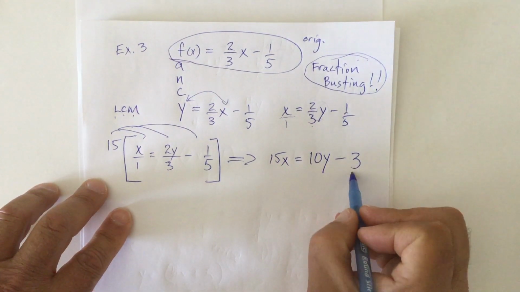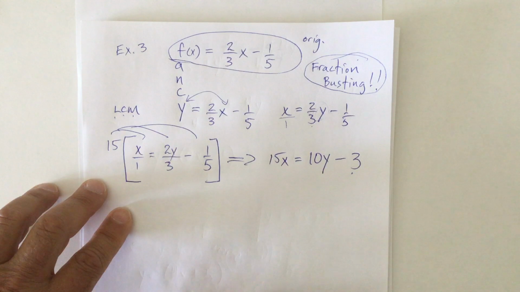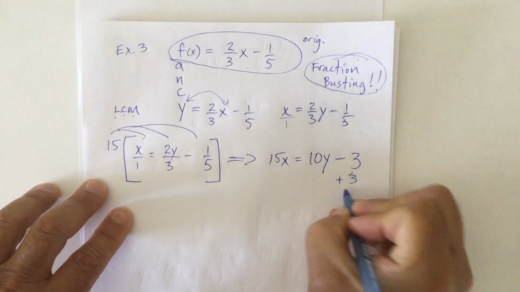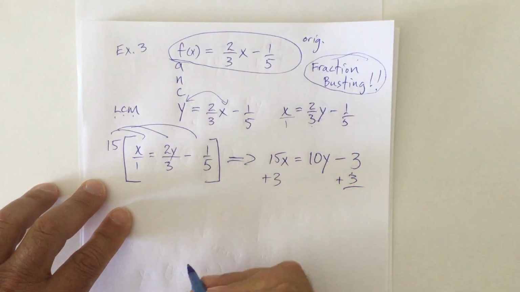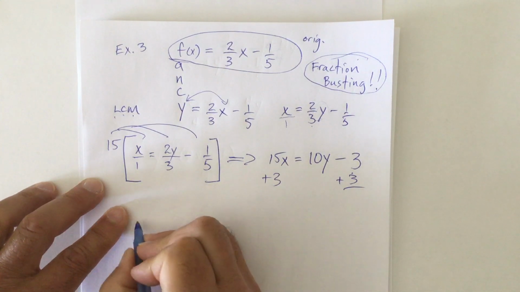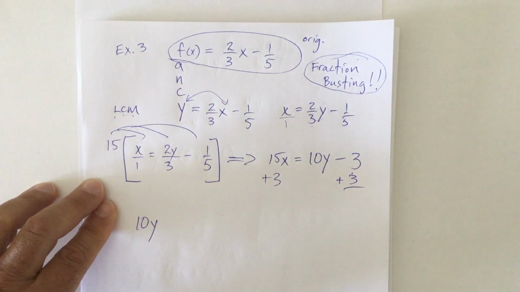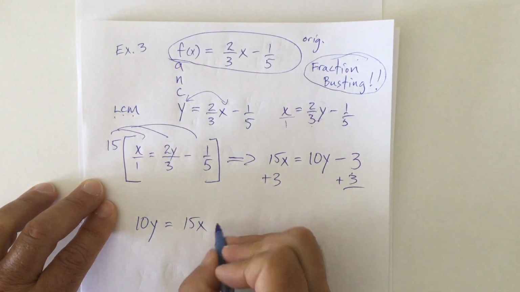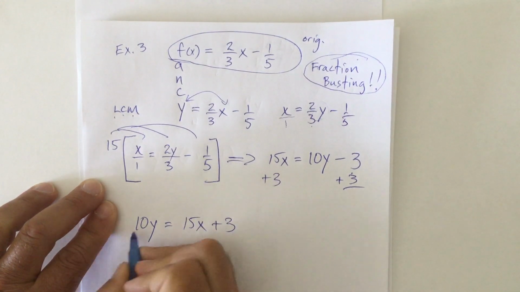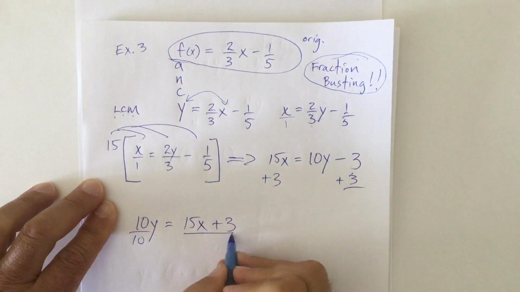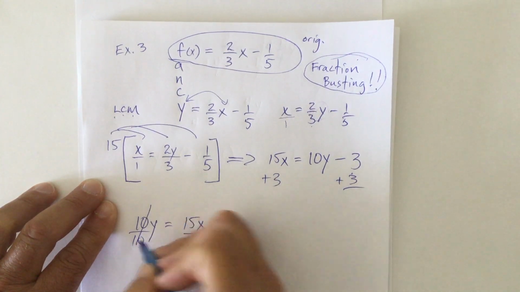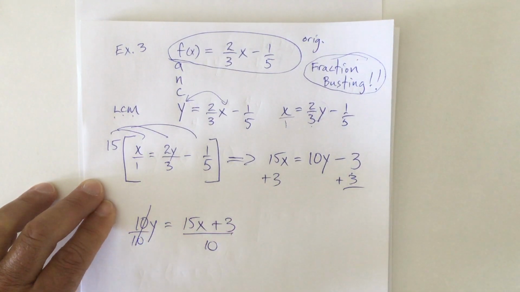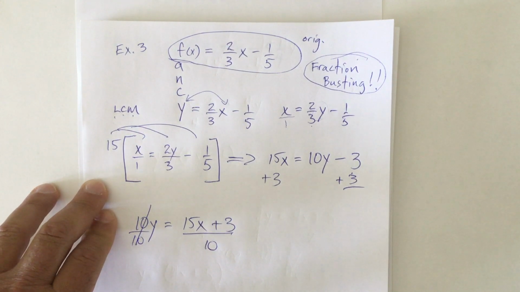Let's finish. I want to add the 3 and divide by 10. I want to add the 3. So what do I get? I get 10y all by itself. What's it equal? It equals 15x plus 3. I'm going to divide everything by 10 now. And I'm going to say y equals 15x plus 3 over 10 is my inverse.